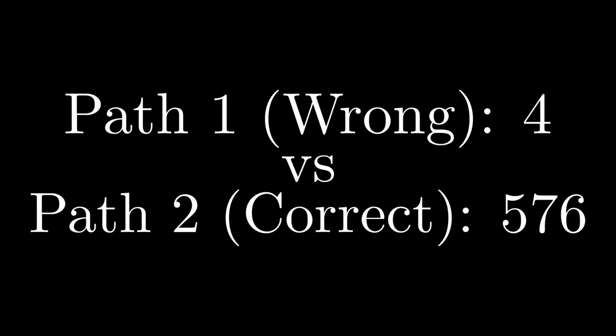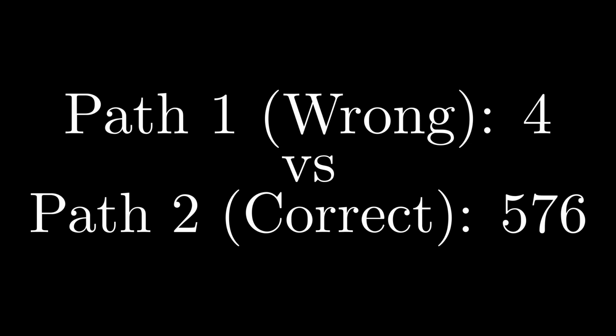So we have two completely different answers. 4 versus 576. Both seem logical at first glance. Which one is correct? Here's the truth. Path 1 is mathematically incorrect. According to modern mathematical convention, multiplication and division have equal priority and must be processed strictly left to right. That means we first divide 12 by 1/4, getting 48, then multiply by 12, giving us 576.